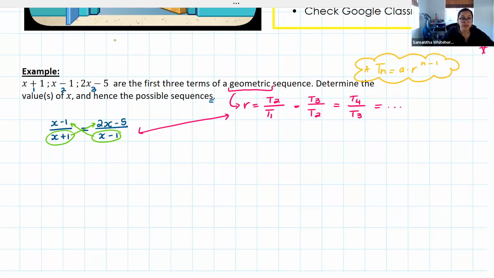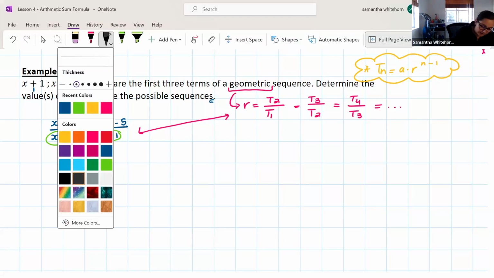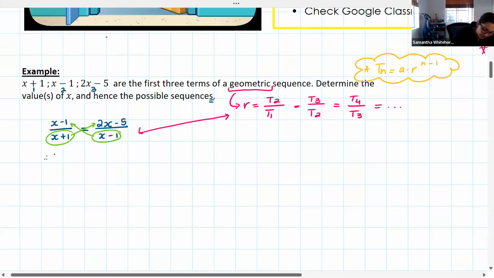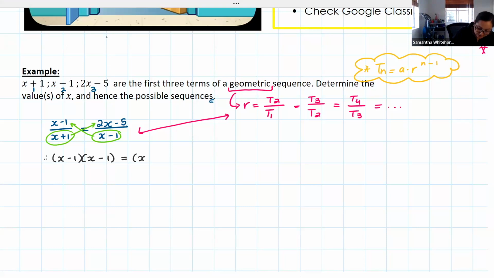But the cross multiplication is doing that. We're just sort of shortcutting the process. So if we go ahead and cross multiply here, we are going to see that we end up with x minus 1 times x minus 1 is equal to x plus 1 times 2x minus 5. So we've cross multiplied, we've now gotten rid of those fractions, and now we're able to solve for x.